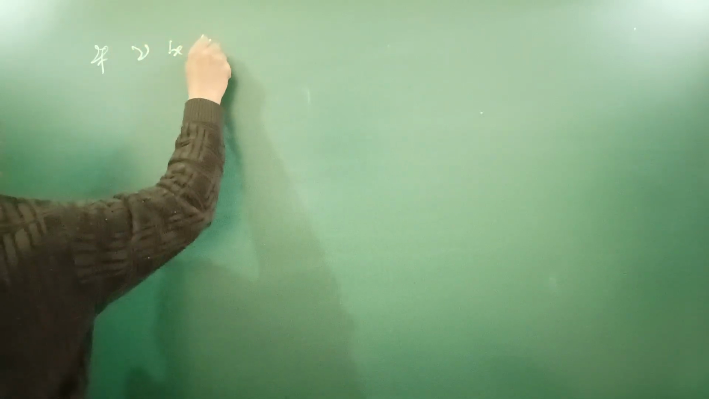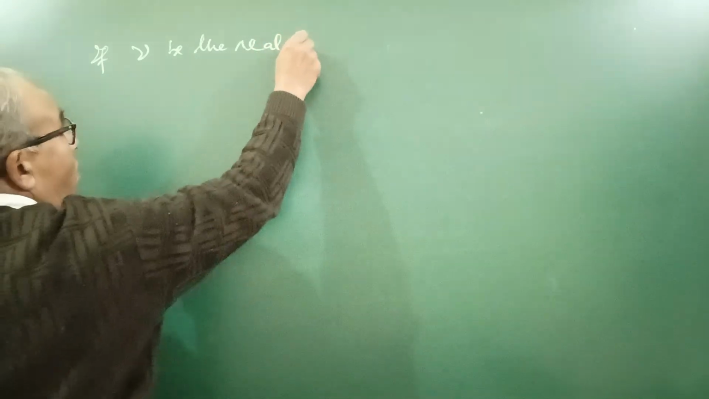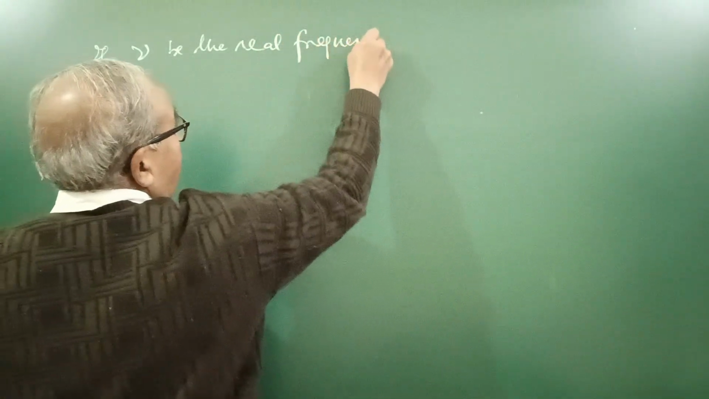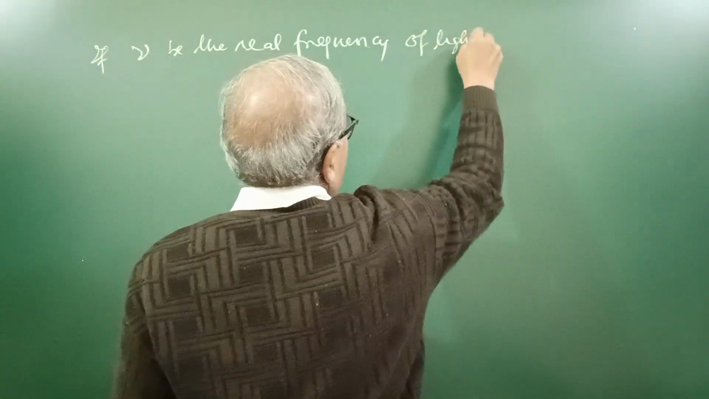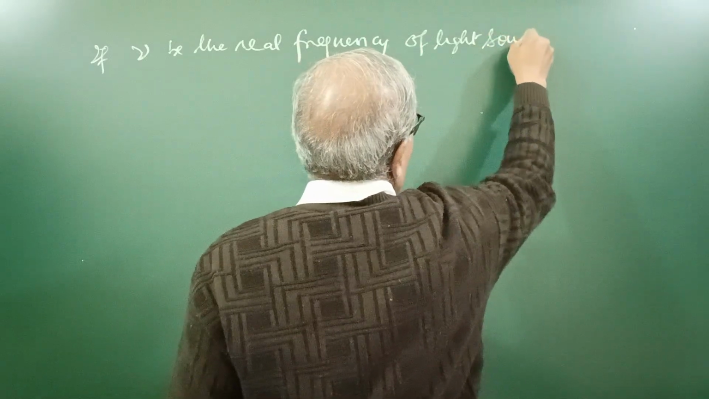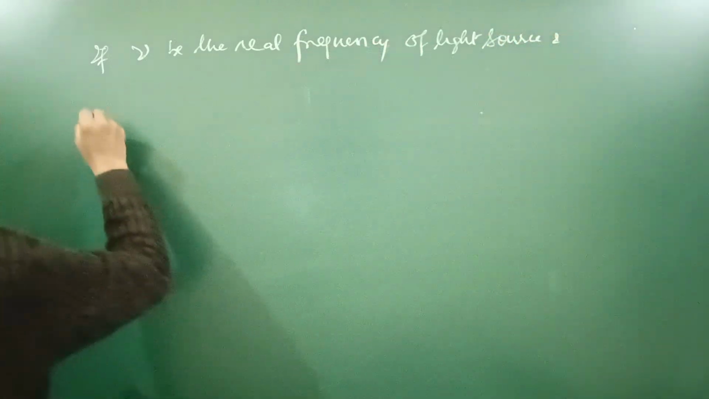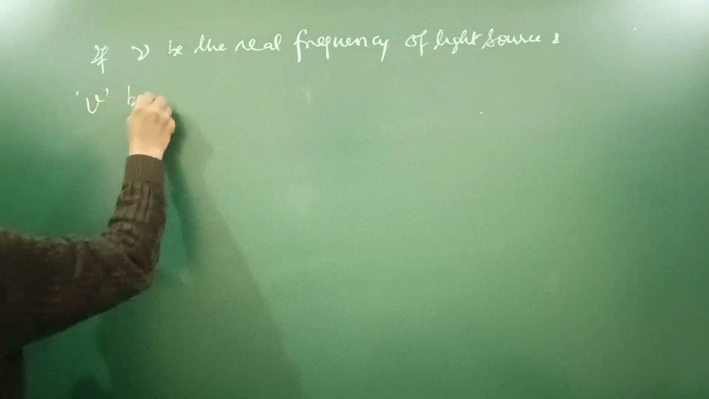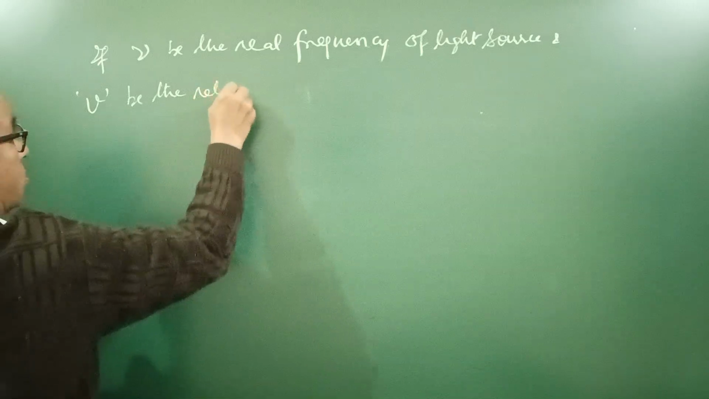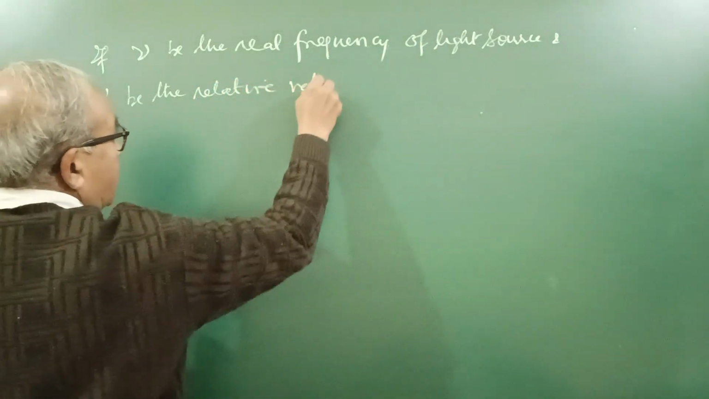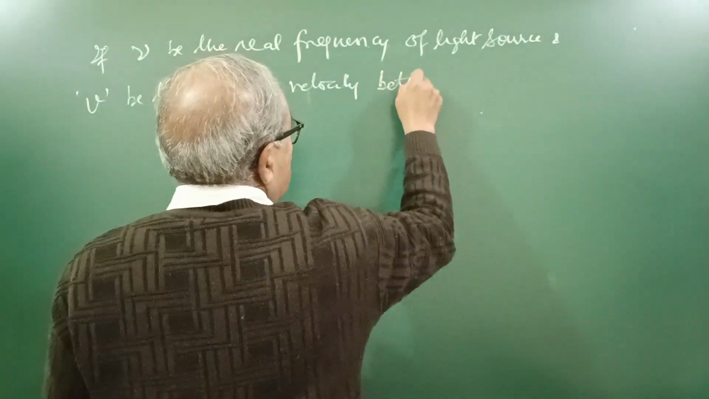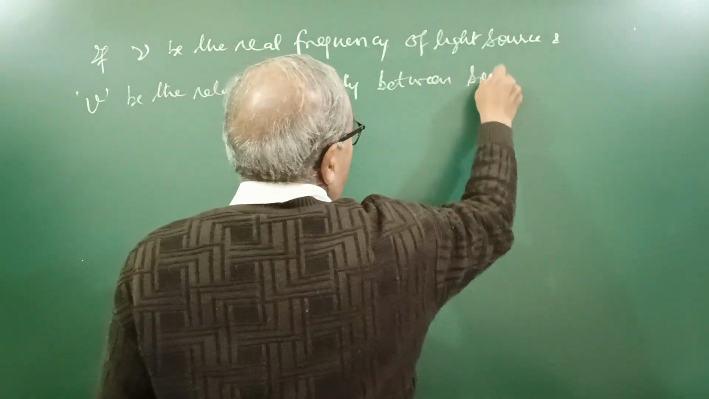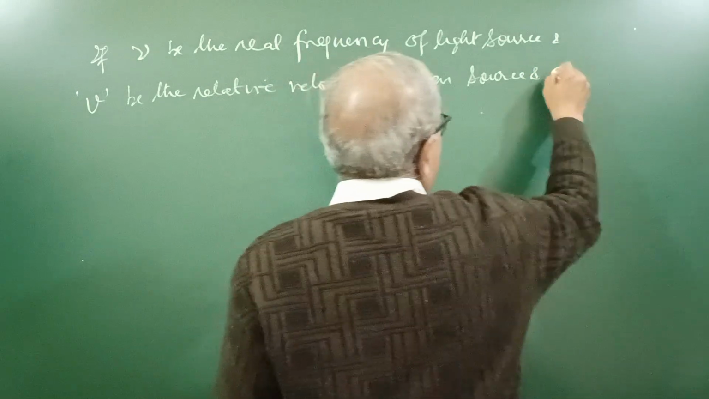Now, we will obtain the expression for change of frequency and change of wavelength. If nu be the real frequency of the light source and V be the relative velocity between source and observer.